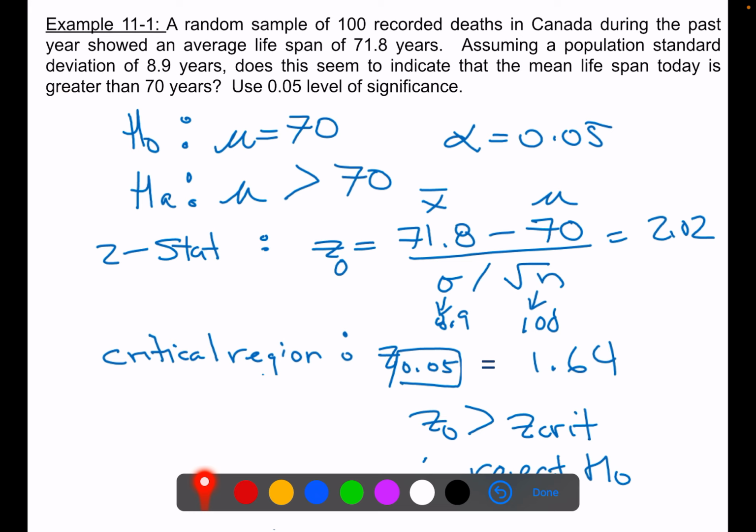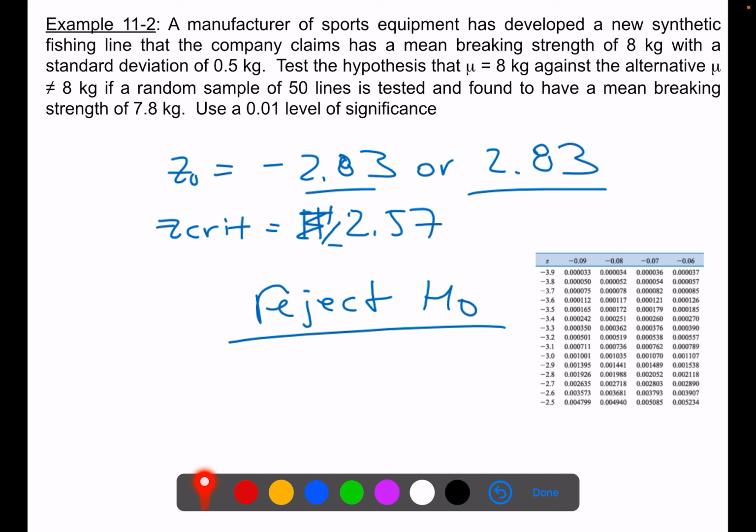Okay. So a manufacturer of sports equipment has developed a new synthetic fishing line that the company claims has a mean breaking strength of 8 kilograms, right? So this is our mu0. With a standard deviation of 0.5. So since this is something that the company claims, is this S or this is sigma, this 0.5?